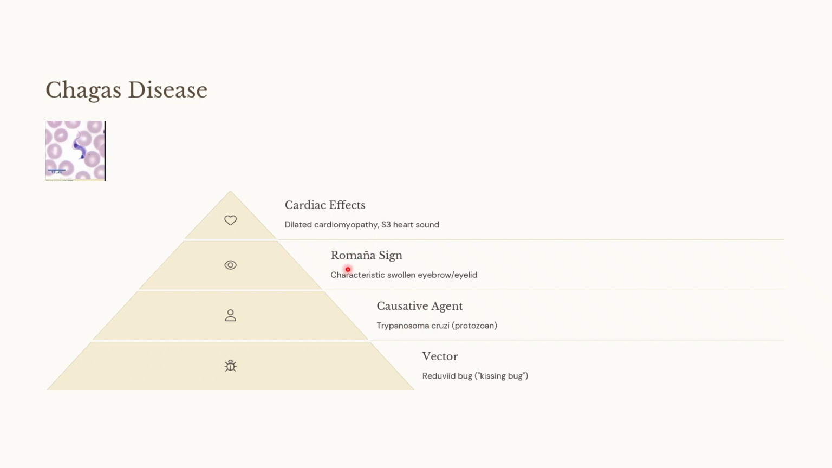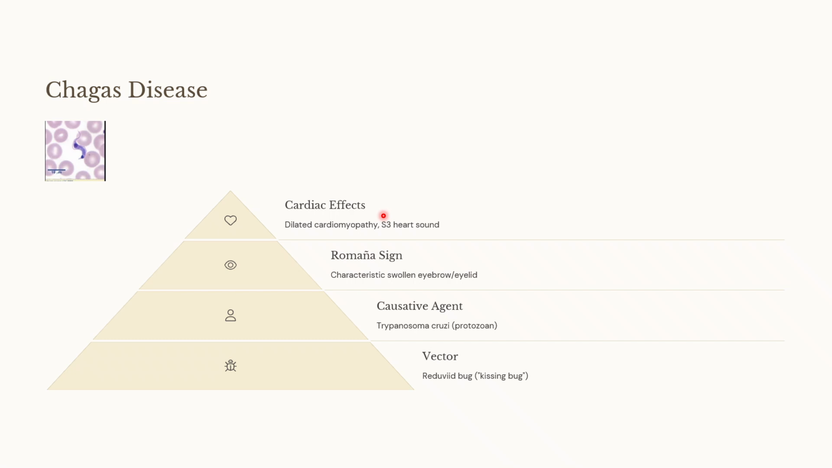The classic sign is a characteristic swollen eyebrow, or else the eyelid, which is also known as Romaña sign, which is characteristic for Chagas disease, and it can present with dilated cardiomyopathy. So the vignette will be something like they are having shortness of breath after a recent hike.